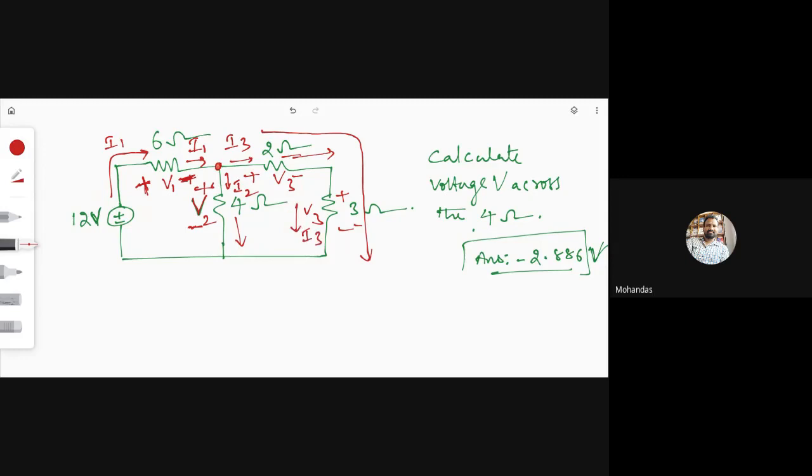Please, can anybody tell me the KCL equation at this node, by using KCL, at the principal node? This is also a node, but as the same current is flowing, we are not considering it here. This is the principal node. Please tell me at node 1, what is the KCL equation? How many currents are there?